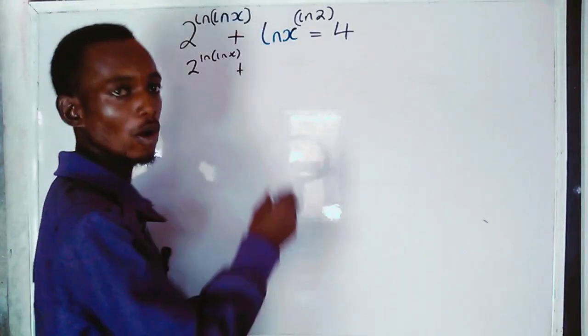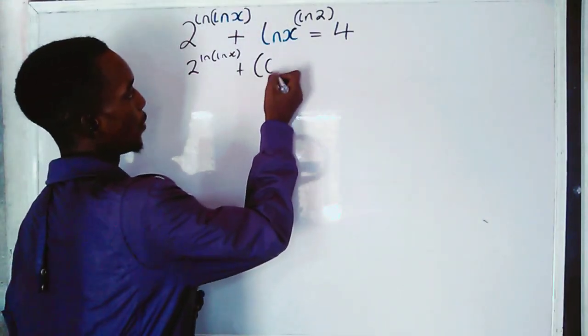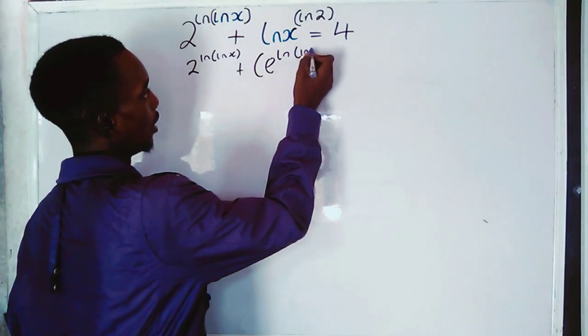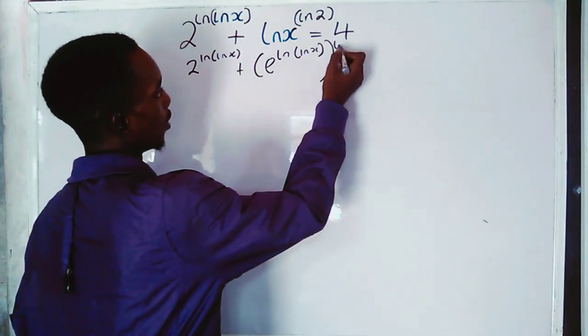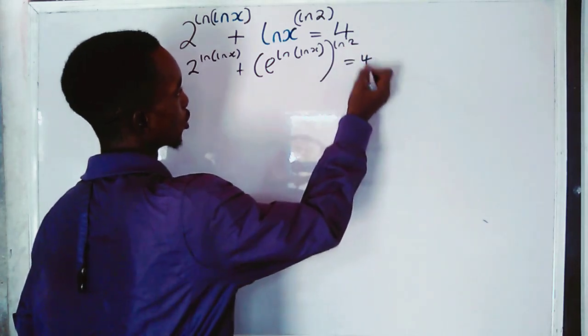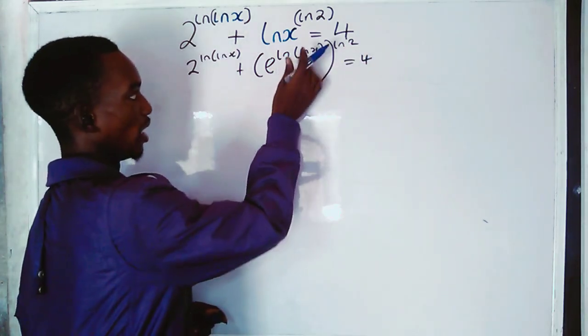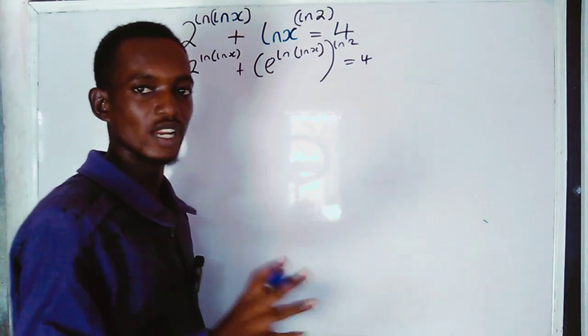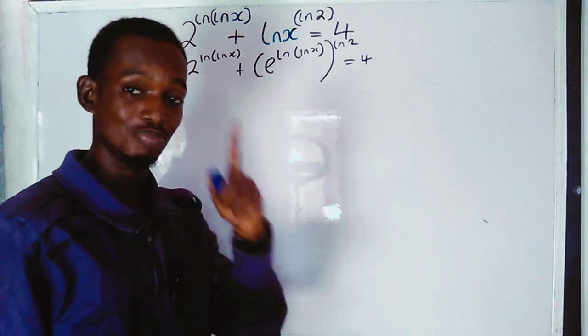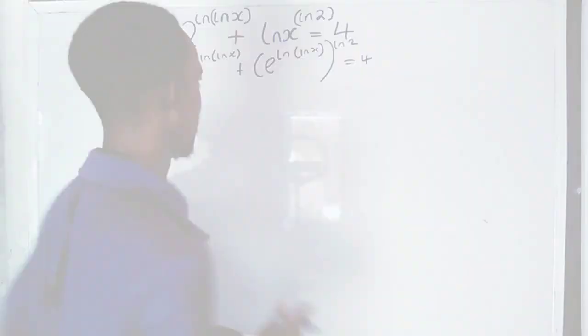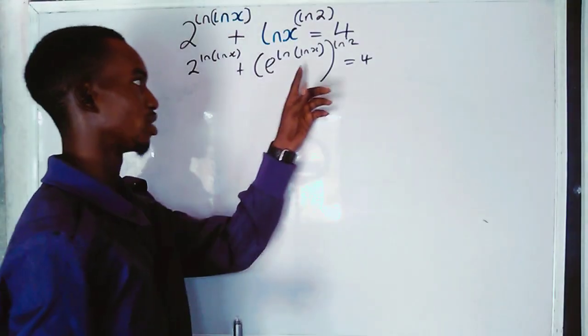So x here now, we're going to rewrite it as e raised to the power ln x, raised to the power ln 2, equals 4, because e cancels ln to give us x. So I haven't done anything strange. That's a very, very brilliant mathematical idea. Now, what do you do next from here? Let's try to simplify this.